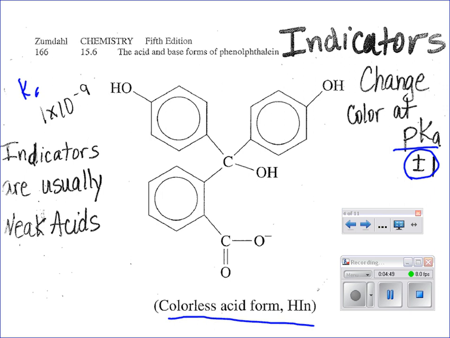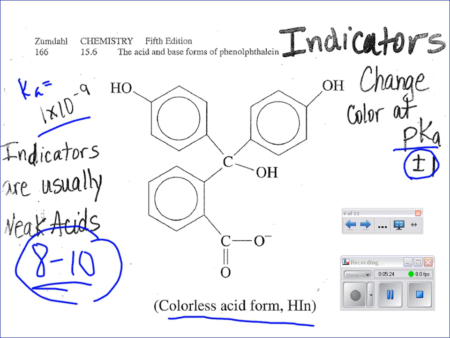The Ka for phenolphthalein is 1 times 10 to the negative 9th. If that's the Ka, can you tell me what the range of color change is for phenolphthalein? When does it change exactly? You're getting out your calculators. What's the negative log of that? 9. Okay. So this changes color at exactly 9. What's the range? 8 to 10. Okay. So we're going to use this on titrations that what is between 8 and 10? What are we looking for when we're titrating?